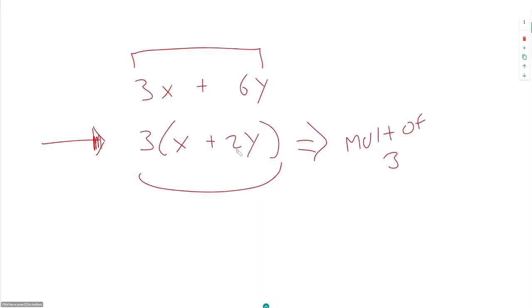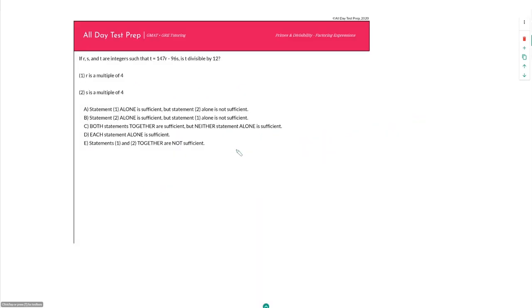So how would you actually use this on the GMAT? This question says, if r, s, and t are integers such that t is equal to 147r minus 96s, is t divisible by 12? So is t divisible by 12? Is t a multiple of 12? Is 12 a factor of t? Is t over 12 equal to an integer? Does t contain a 6 and a 2? Does t contain a 4 and a 3? Or if you want to break 12 up into its prime factors, does t contain a 2, 2 2s, and a 3?